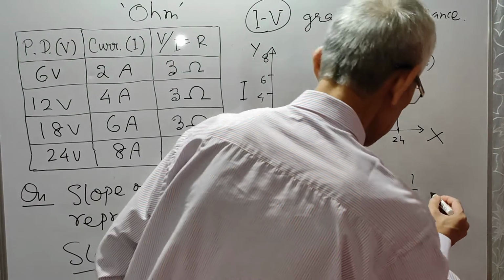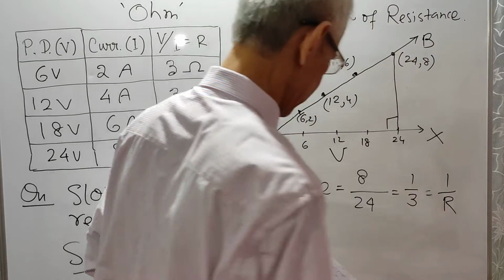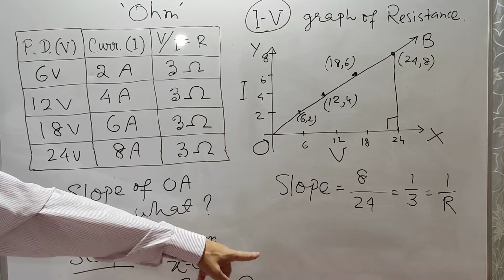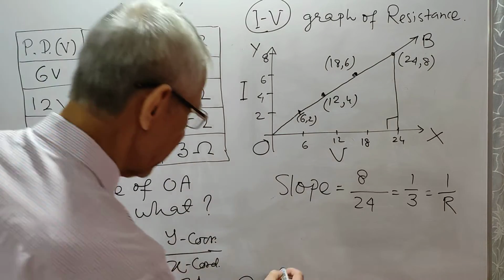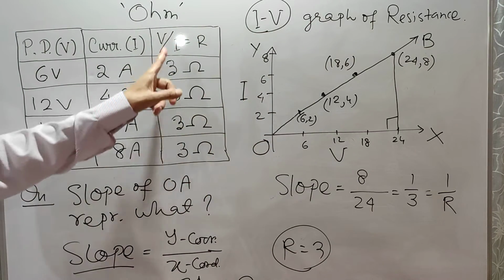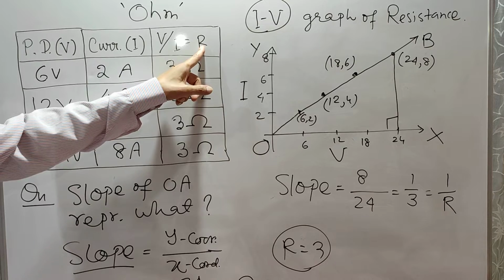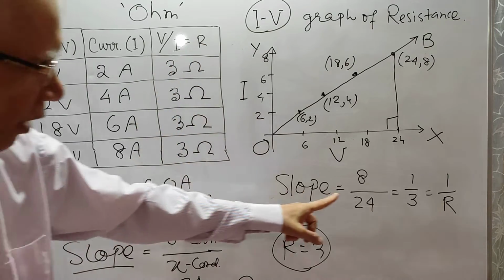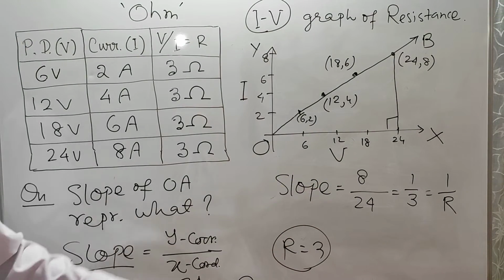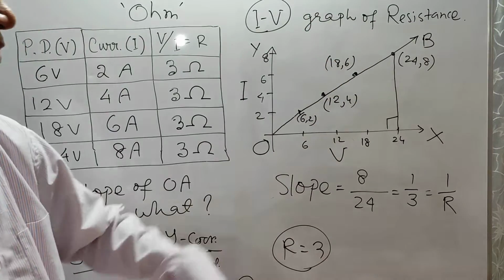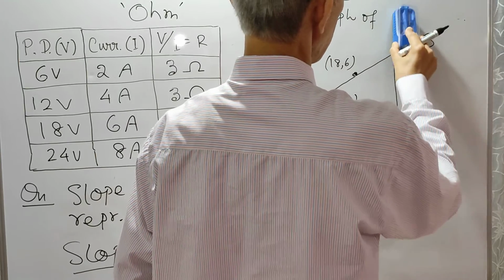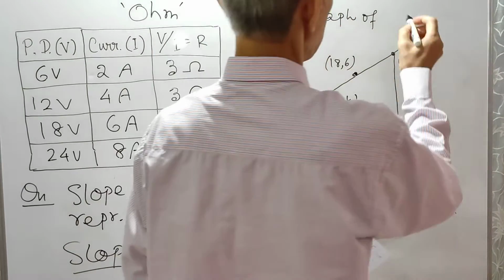Now what is 1 by 3? It is 1 by R. In the previous case, what resistance did we find? Resistance equal to 3. V by I is R, so resistance is 3, but now we are finding 1 by 3. So 1 by 3 will be 1 by R. So this graph is called the conductance graph. This is not a resistance graph, this is a conductance graph. Opposite of resistance, conductance.